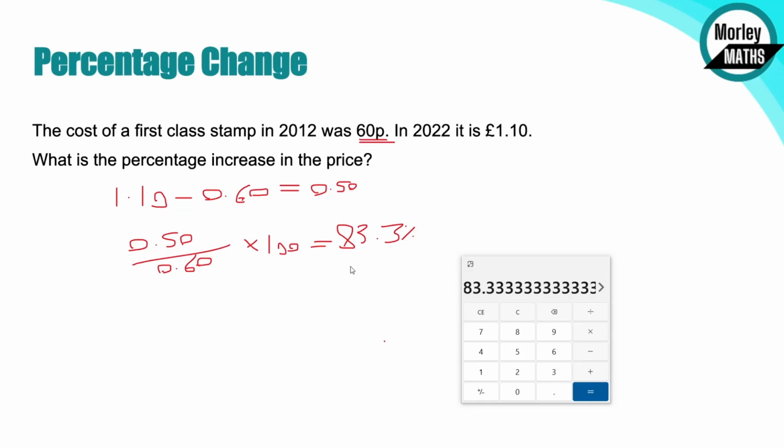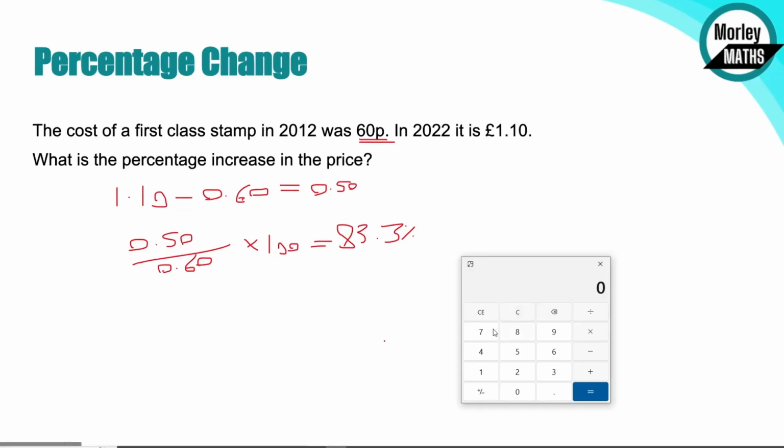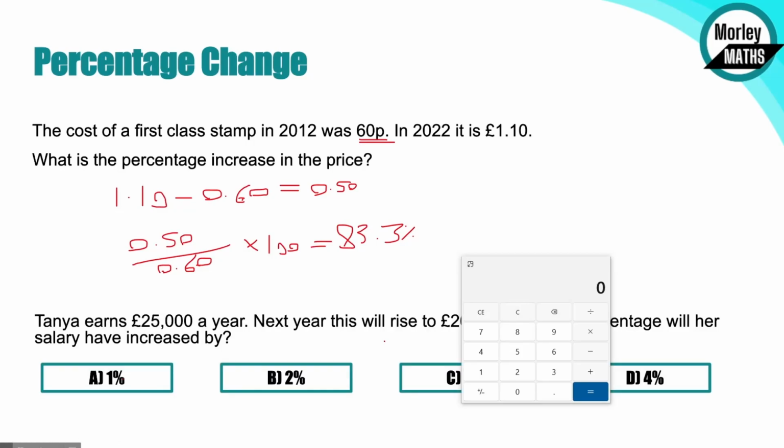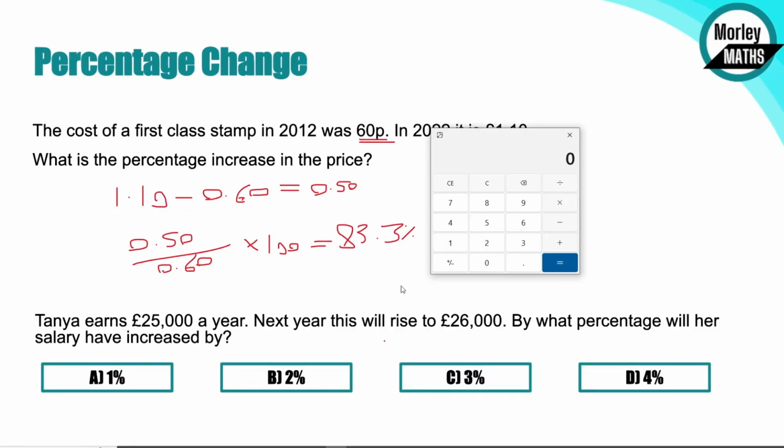So well done if you got that one right. Let's have a look at the next practice question. So Tanya earns £25,000 a year. Next year this will rise to £26,000. By what percentage will her salary have increased by? So again, pause the video. Let me know if you got this one right.